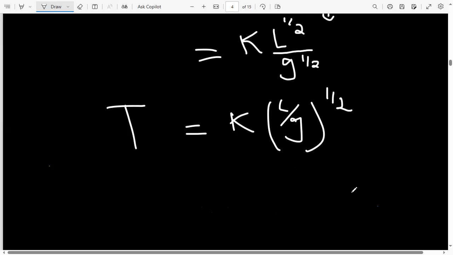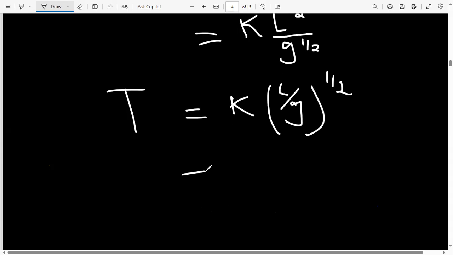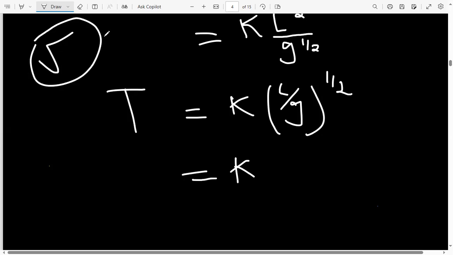And then what do we know if we have a power half? Power half is the same as the square root. If you say the square root of A, it's the same as A to the power 1 over 2. So power half is the same as the square root. So this would be the square root of L over g.